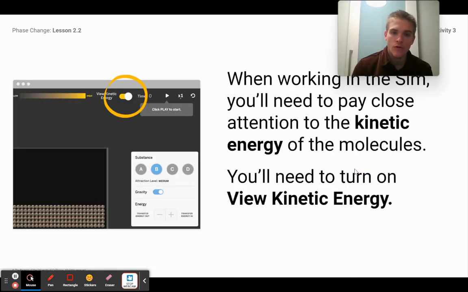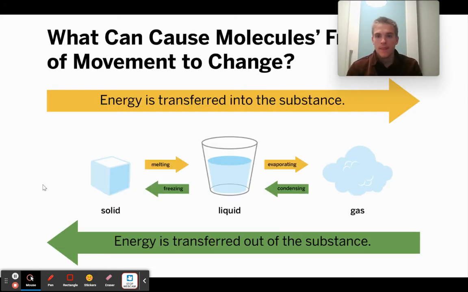If I go all the way back up, a solid, where the molecules are moving in place, will have low kinetic energy because it's not moving at all, or it is moving, but very little. A gas will have a lot of movement, so it will have a lot of kinetic energy. A liquid, which is moving around each other, will have some kinetic energy.